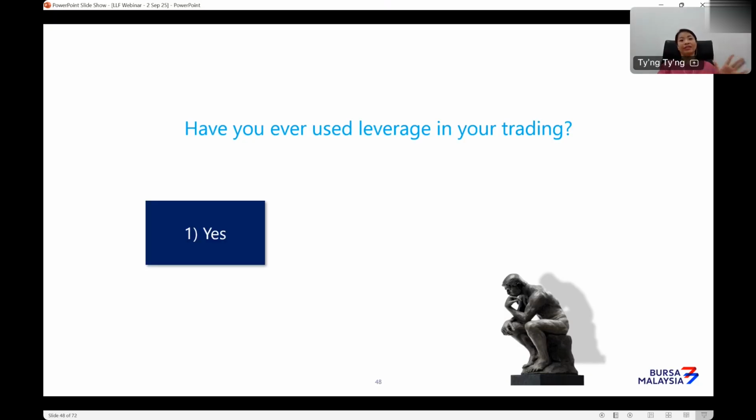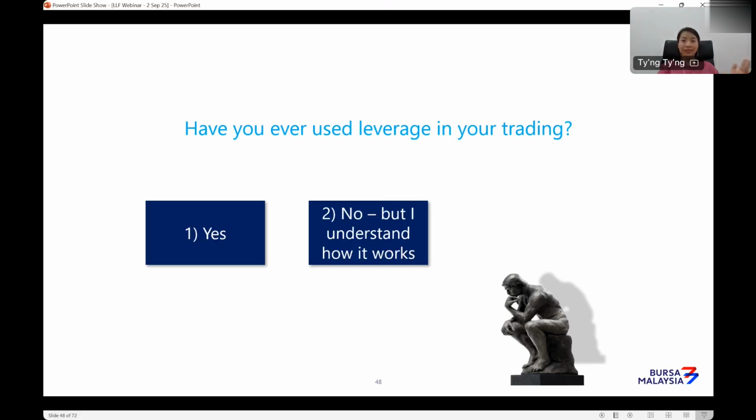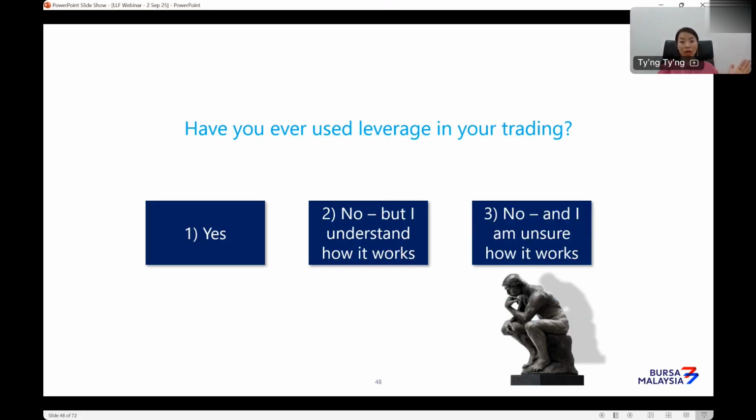Yes, you type in 1, or some of you already typed in. No, but I understand how it works, number 2, you type in 2. The third option is no, and I'm unsure how it works, meaning you don't really understand how leverage works. You just type in number 3. So let me know your current situation, 1, 2, or 3.